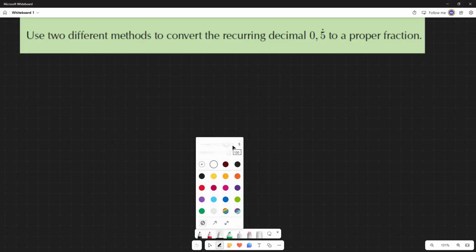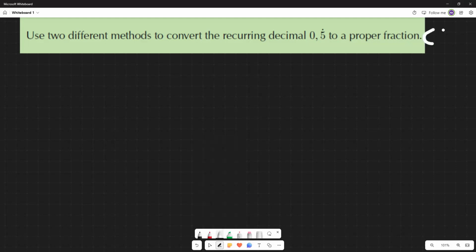In this video, we are going to be looking at convergence of a geometric number pattern. Okay, so they say use two different methods to convert the recurring decimal 0.55555 to a proper fraction. Remember, a proper fraction is a fraction that can be written as a over b, where the numerator is smaller than the denominator. Improper, the numerator is bigger than the denominator. So they want us to convert this to a over b using two methods.